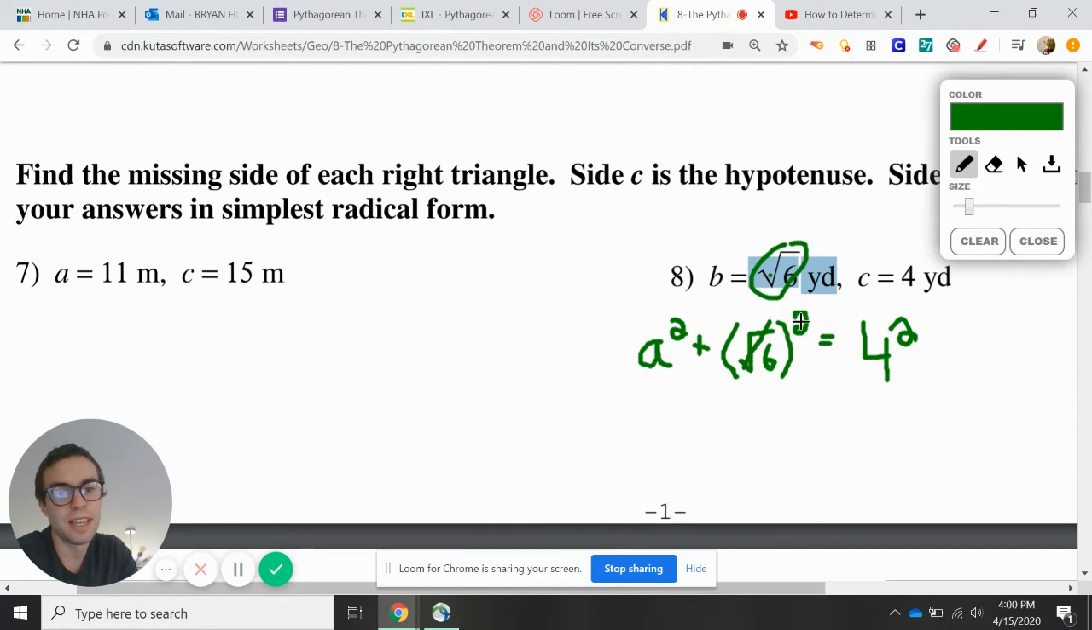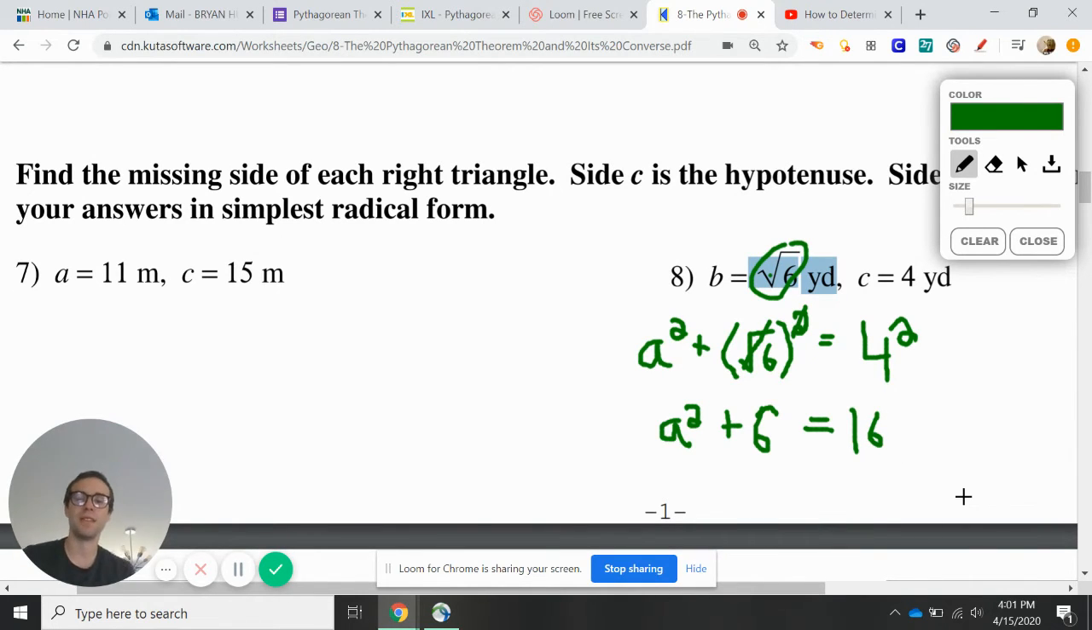The reason why I put this in parentheses is because even though this length is a square root of 6, we don't want to take it to a decimal. Let's just leave it like that. This square root cancels out with this squared. So really, I'm looking at this equation: a squared plus 6, because those two operations cancel each other out, and then equals 16. So I would solve that to get my final answer.